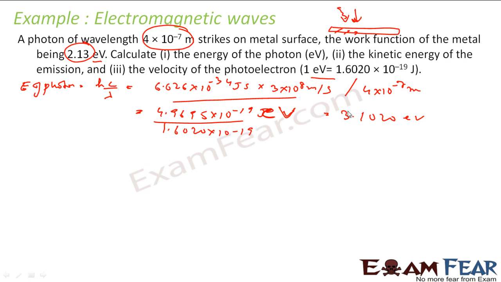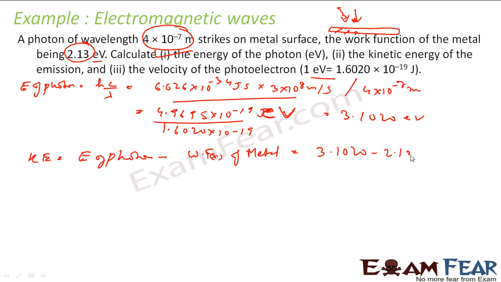What we want now is the kinetic energy of emission. The kinetic energy of emission is nothing but the energy of the photon minus the work function of the metal, because this much is the energy required to take out the electron and this much energy we are giving. The balance is the kinetic energy. This is nothing but 3.1020 minus 2.13 eV, that is 0.9720 electron volt. That is my kinetic energy of emission in electron volt.